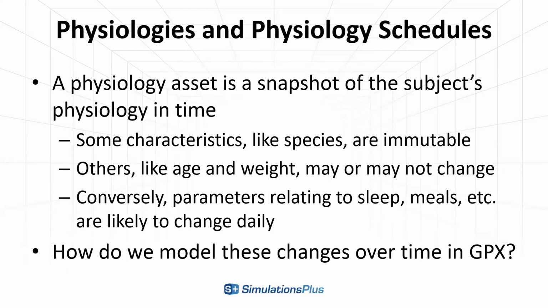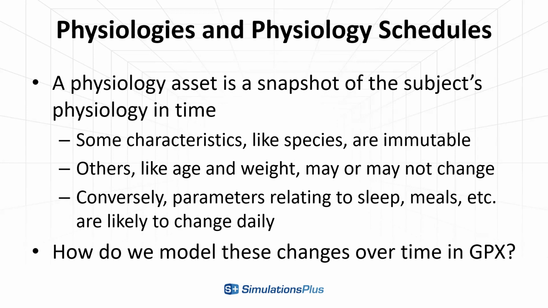Some characteristics, like the species of the subject, are immutable. They will never change. Others, like age and weight, may change, but over longer timescales, and that may or may not be relevant to our simulation. But some parameters, like changes in gut physiology with meals, are very important for the types of PBPK simulations that we do, and these are likely to change daily. And so it's important to be able to simulate these in GPX.